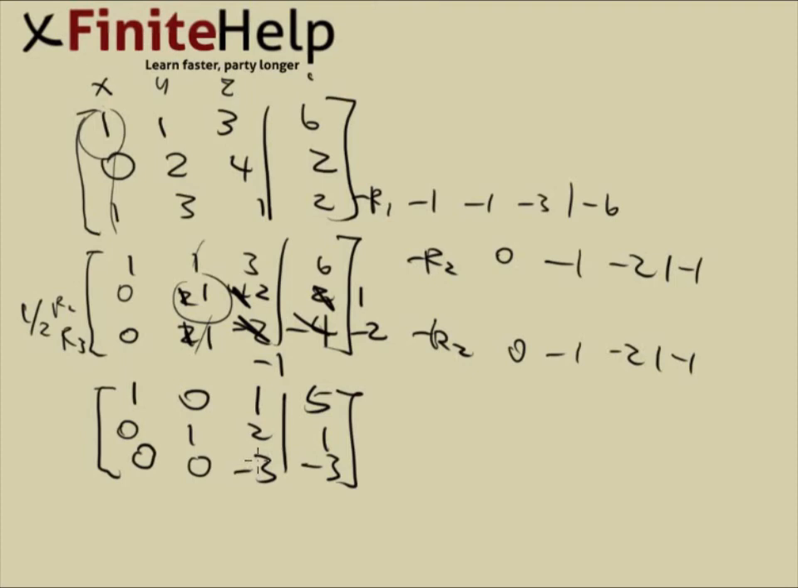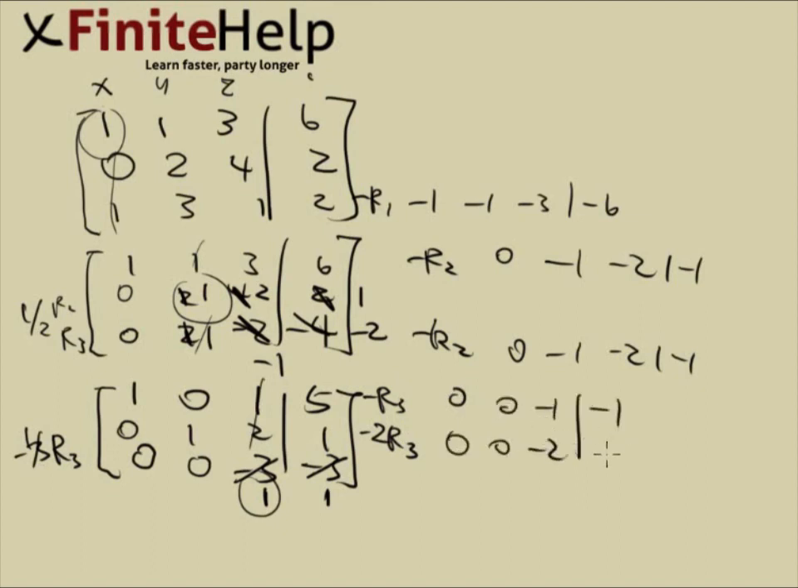I'll go ahead and divide by negative 3 for both of these. Negative 1/3, I meant. Which makes them both become 1. And I need this to be a leading one. I'll clear the column here with a negative row 3 and a negative 2 times row 3, which is 0, 0, negative 1, negative 1 here, and 0, 0, negative 2, negative 2 here.